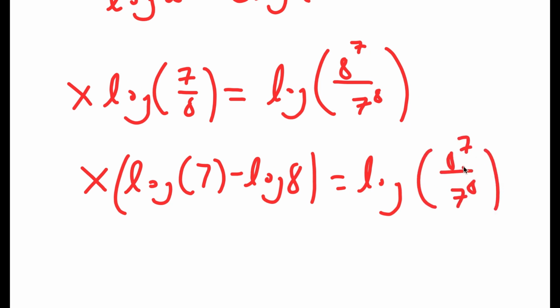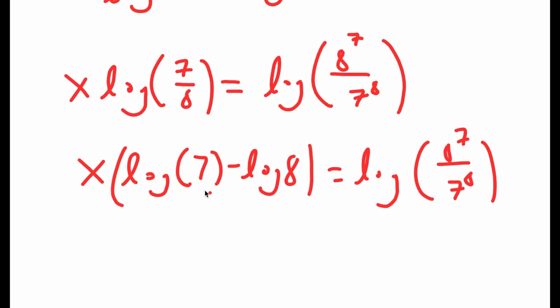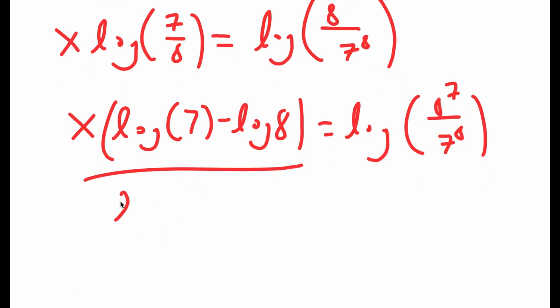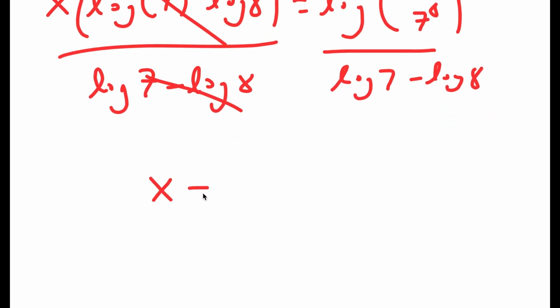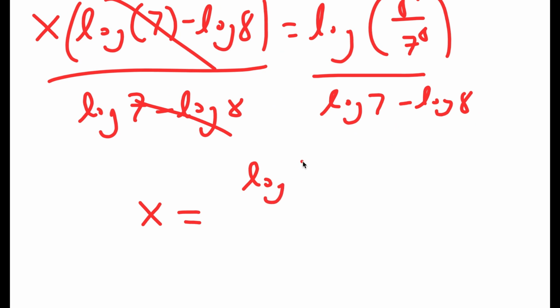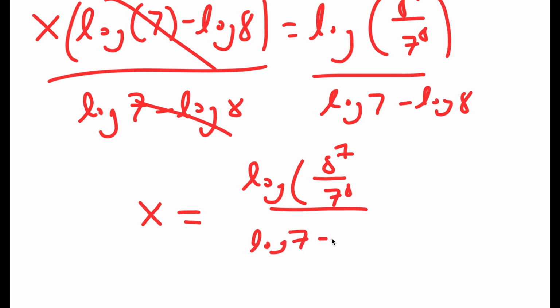And now, I'm going to go ahead and divide both sides by log 7 minus log 8. So then these two cancel out, and I get x is equal to log of 8 to the power of 7 over 7 to the power of 8, over log 7 minus log 8.